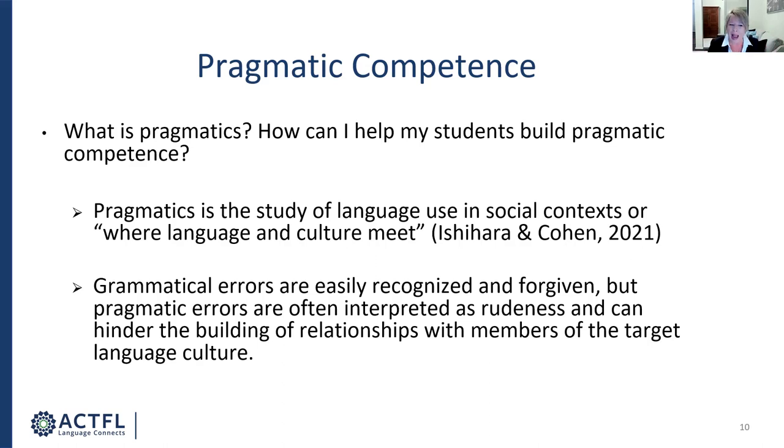But pragmatic errors are often interpreted as rudeness. Let me give you an example. I had the great fortune to be able to teach Spanish in England for 3 years. I taught at a regional college, and my students were 16 to adult. My department head was a French teacher, and she let me sit in on her French conversation classes. I'd always wanted to learn and master French.